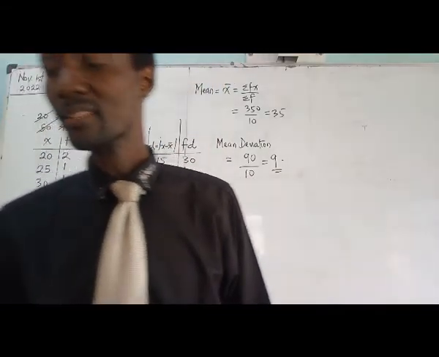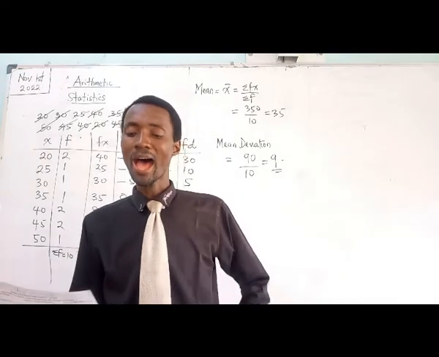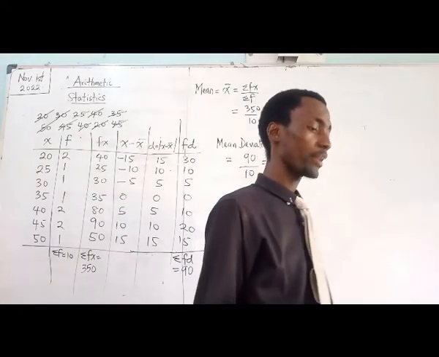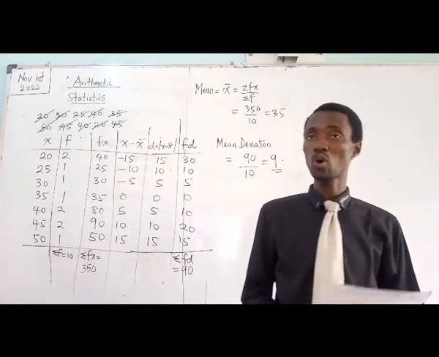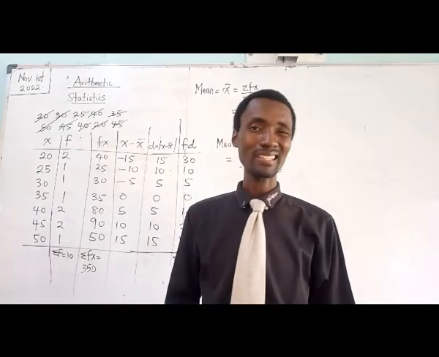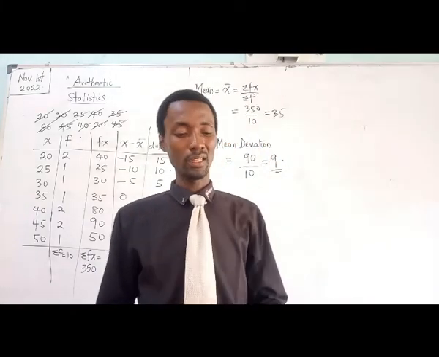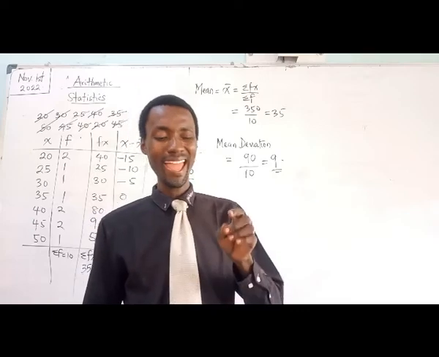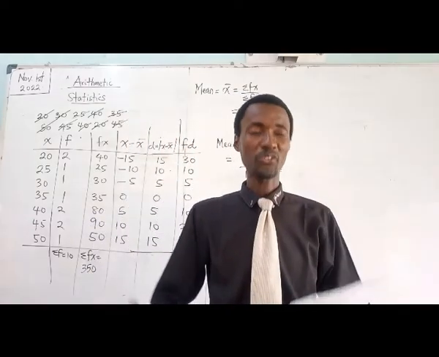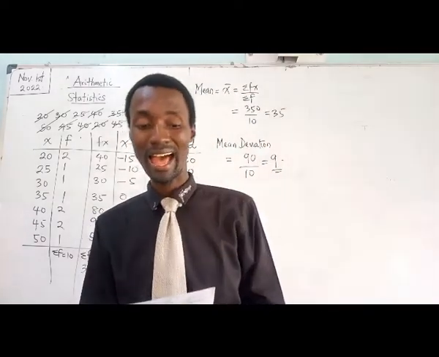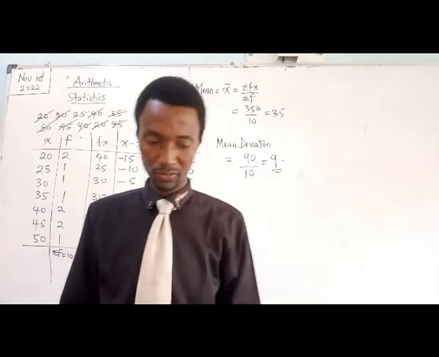Now there's a question here that says the lower and upper end points of a class interval is called what? It's called the class limit. The lower and the upper end points of a class interval is called the class limit. Okay, that takes care of that.